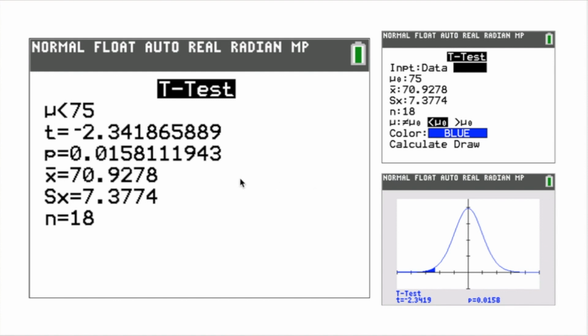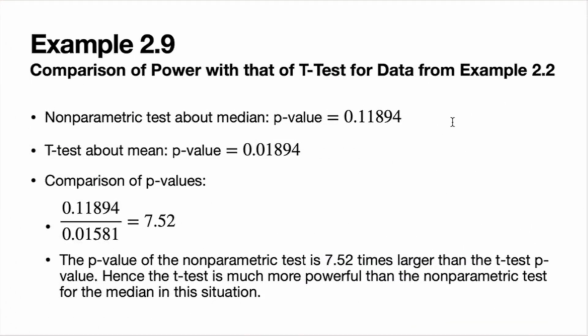And so we see that the p-value associated with this t-test is 0.0158. Going back to example 2.2, where we did the nonparametric test, the p-value for that analysis was 0.11894. So we compare that to the p-value of the t-test, and we again see that the p-value for the nonparametric test is between 7 and 8 times larger than the p-value for the t-test. And so again, the t-test is much more powerful in this particular situation than is the nonparametric test.